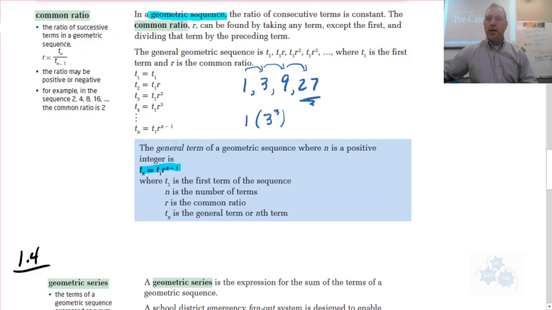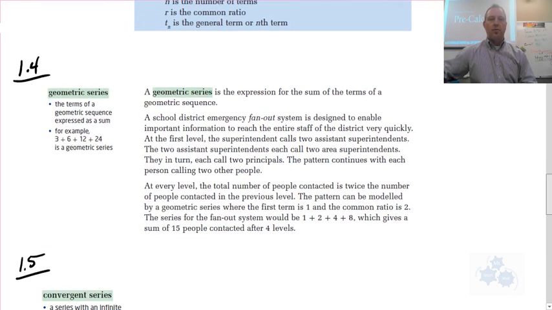All right, how am I doing? I've got 14.5 minutes left. Wonderful. Okay, moving on to 1.4.